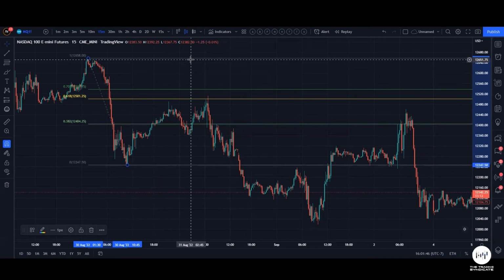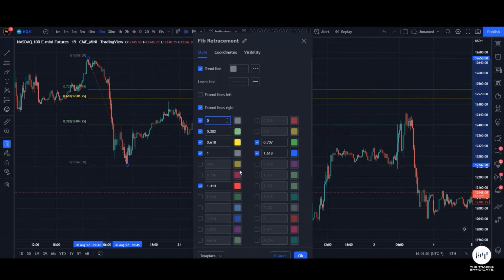Let's go ahead and talk about the settings and levels that we're going to be using. If I click on the settings right here, you'll see that I have deselected a lot of them. By standard, you'll usually have the 0.236, the 0.5, and then the 0.786. However, I have changed some of these, and we'll talk about exactly why in future videos. But the levels that we're looking to keep are the 0 level, 0.382, 0.618, 0.707, the 1, the 1.414, and the 1.618 level. These are the levels that we'll be looking at over the course of these videos. So definitely stay tuned and see the power behind each of these levels.